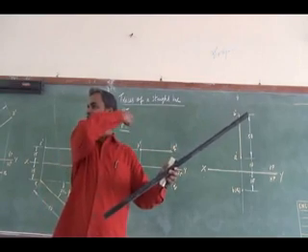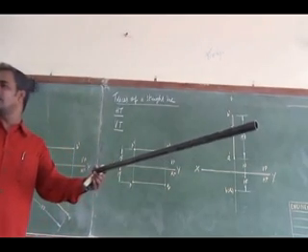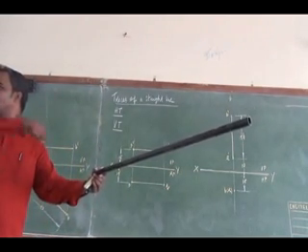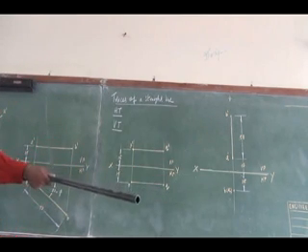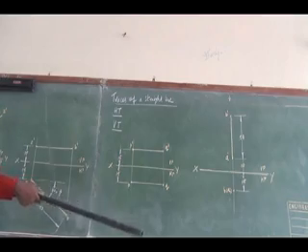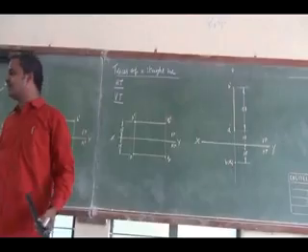It won't have a vertical trace. In this case, I can say the line is inclined to VP. What will it have? It will have a vertical trace. If I extend this, it will go and meet the wall, the vertical plane. That intersection location is nothing but my vertical trace.